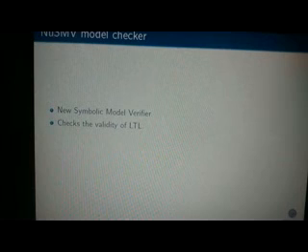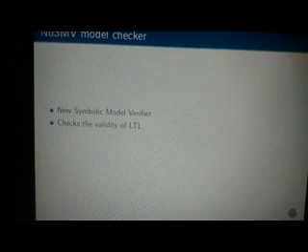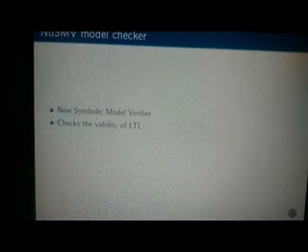SMV takes as input a text consisting of a program describing a model and some specification. It produces as output either the word true if the specification holds, or a trace showing why the specification is false for the model represented by our program. An SMV program consists of one or more modules.